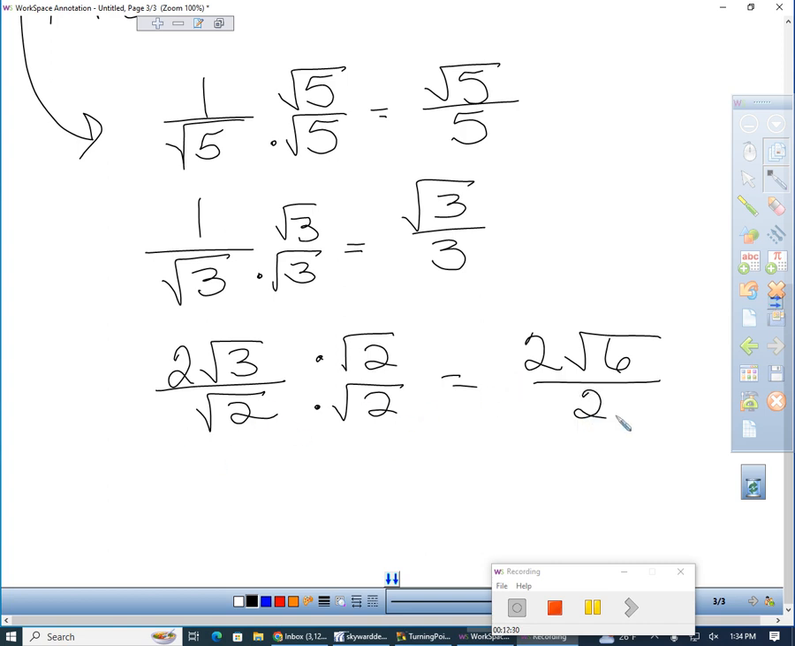Okay? And remember, our last step said to reduce if needed. What do you see will cancel here? The 2's. Correct. Okay? That's rationalizing. All right, so let's get into a couple more examples.